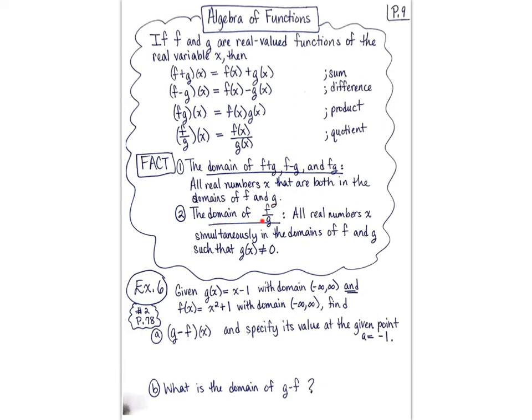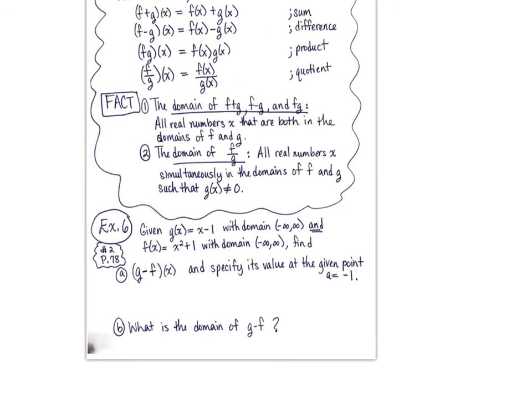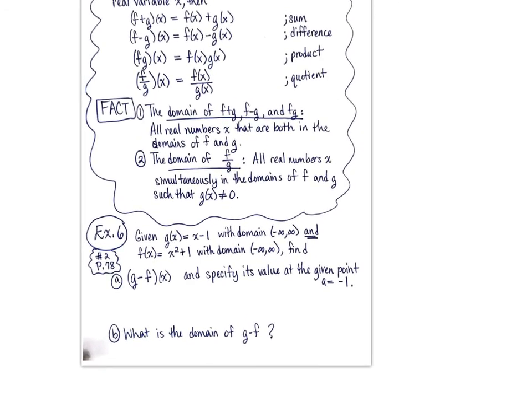The domain of f divided by g, our quotient, is a little bit different. It's all real numbers x that are simultaneously, or both at the same time, in the domains of f and g, provided that g of x is not equal to 0. And we have to exclude this one because we cannot divide by 0 here. So now let's look at an example where we are going to apply this.